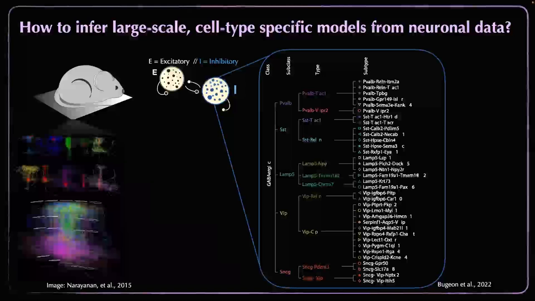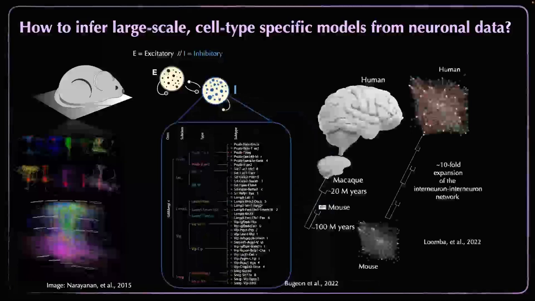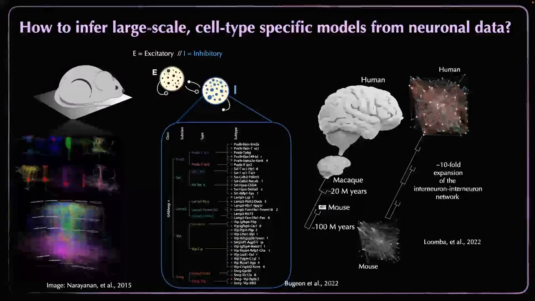There are at least five large classes of interneurons, and I am going to work only with a fraction of them. I would like to highlight that in the 100 million years of evolution that separate the mouse from us, there was a twofold increase in the number of inhibitory cells. For example, the mouse has around 15% inhibitory cells, whereas in the human it's around 13%. So that doubled. And also there was an increase in the inhibitory to inhibitory connectivity.